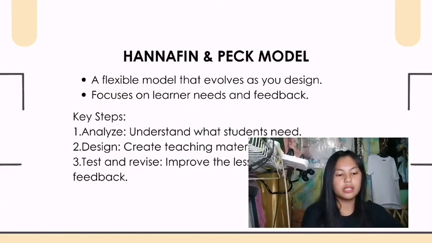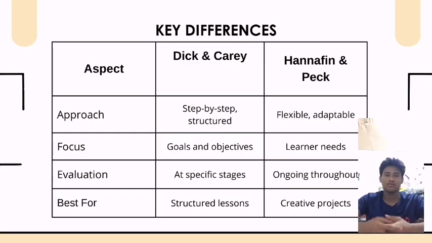Number 3 is to test and revise. Same as with Dick and Carey, but here it is more improved and the lesson is based on the feedback from the students. Let's proceed to the key differences. First, the approach. For Dick, step-by-step structured, a step-by-step process, similar to following a specific plan. For Hannafin, flexible and adaptable, allowing for changes to be made as the process progresses.